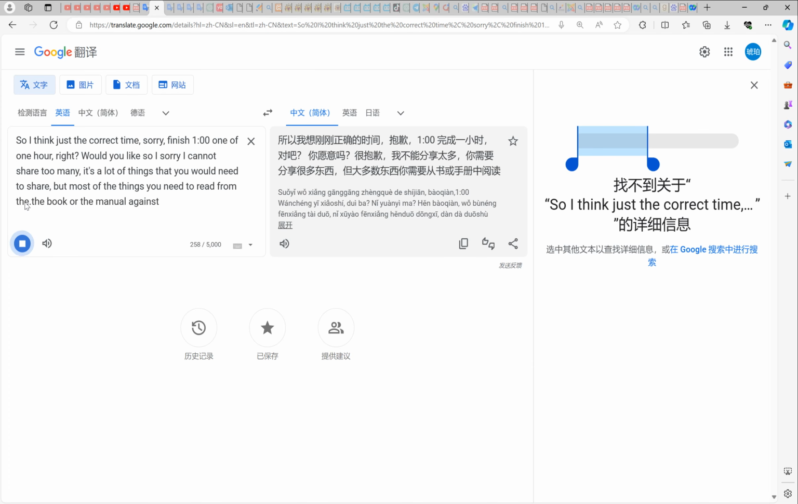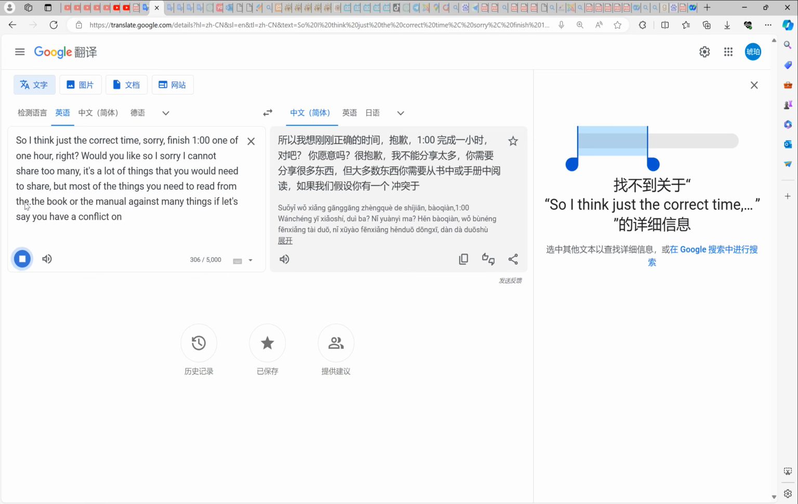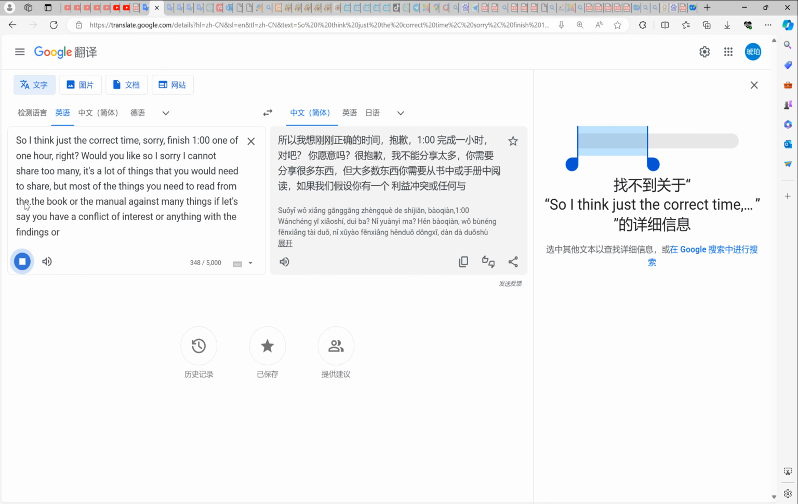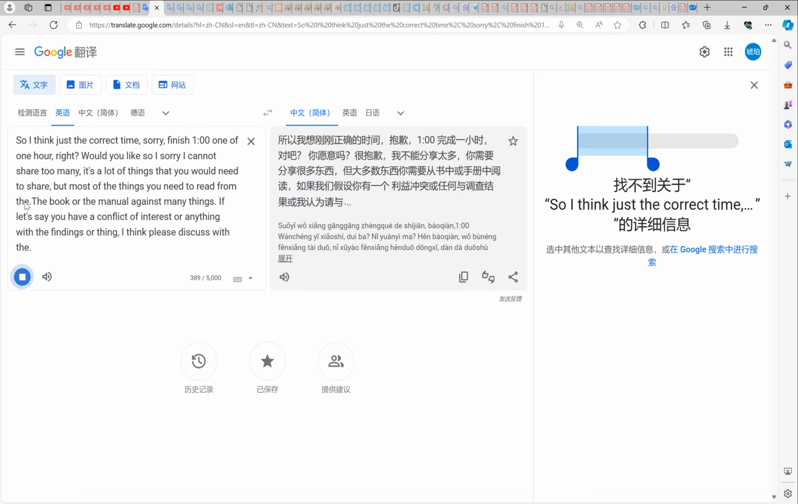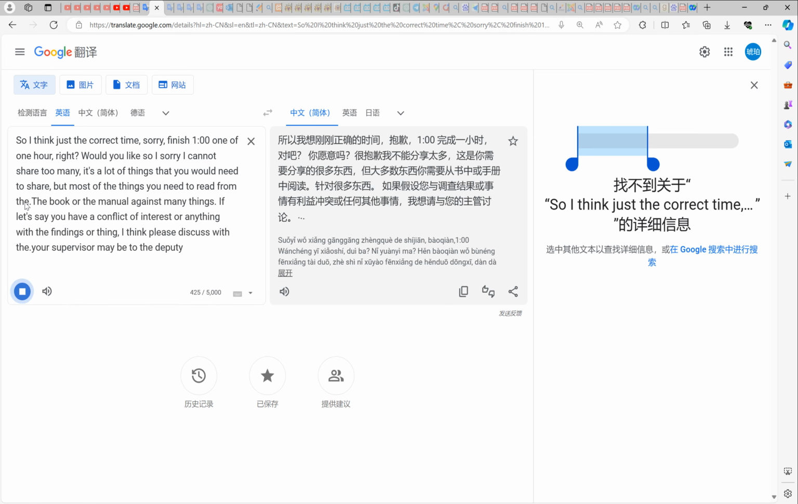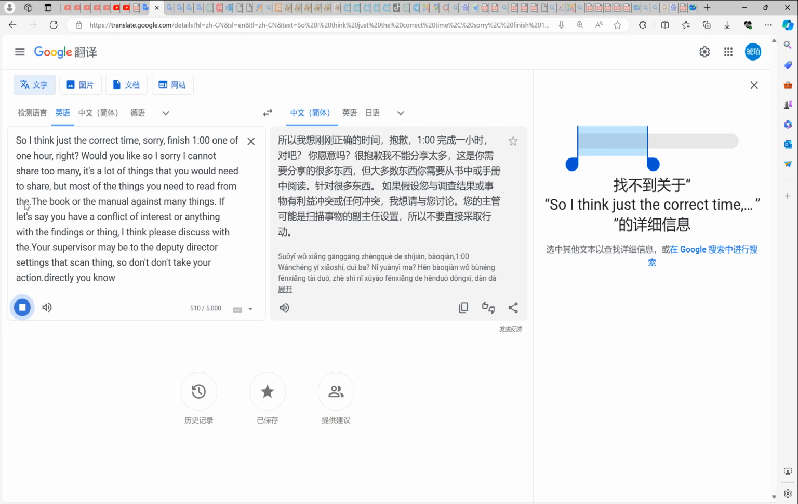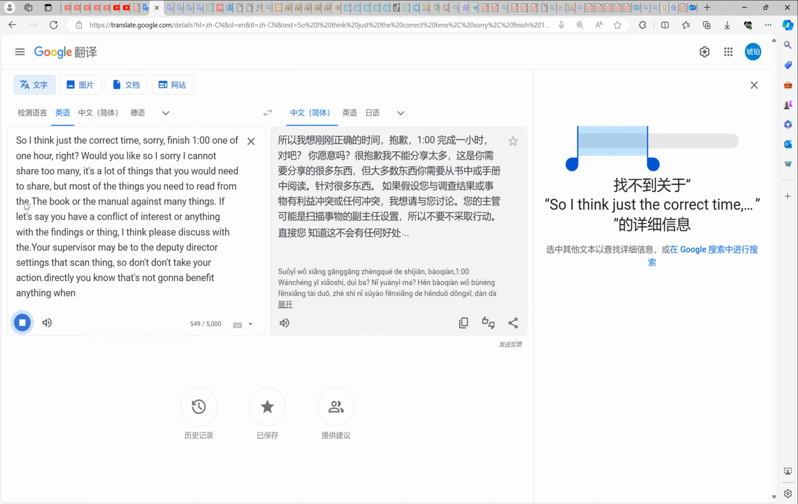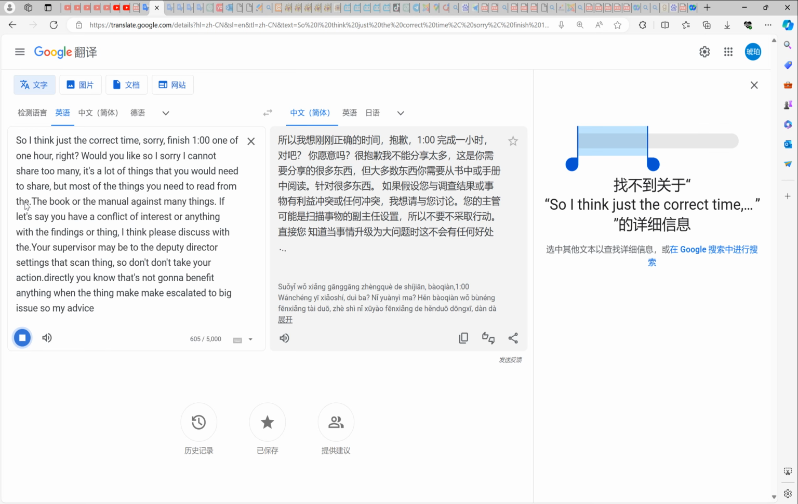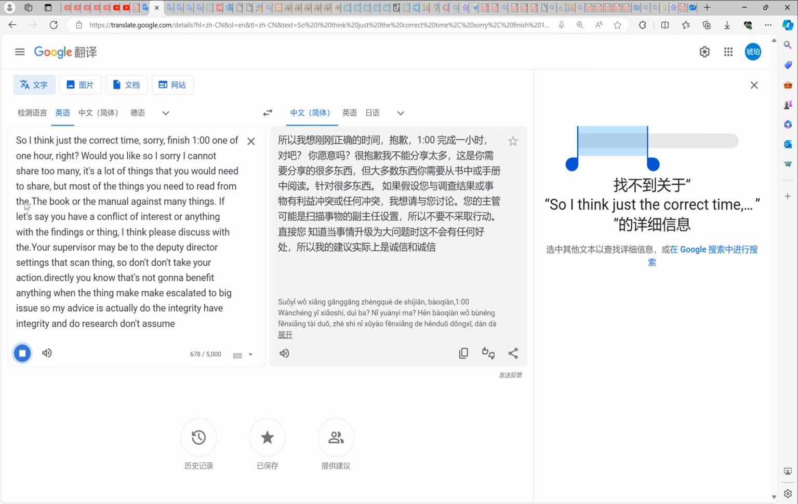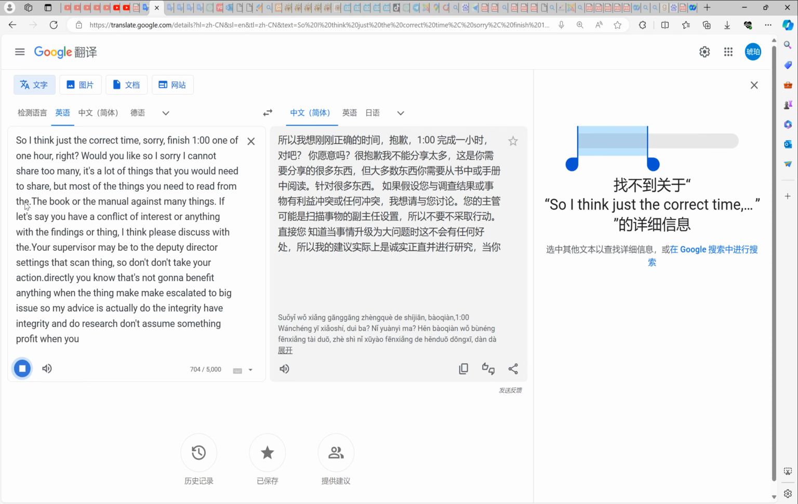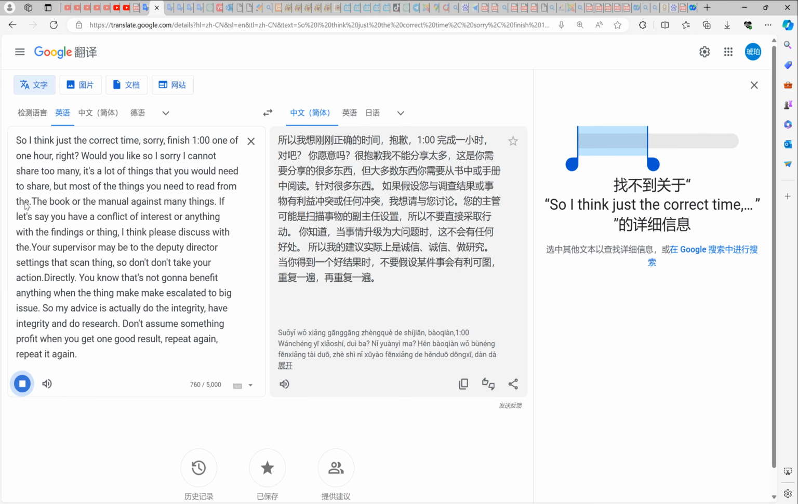If you have a conflict of interest or anything with the findings, please discuss with your supervisor, maybe the deputy directors. So don't take action directly. It's not going to benefit anything when the matter has escalated to a big issue already. So my advice is to have integrity in doing research. Don't assume something, prove it. When you get one good result, repeat it again. At least do it twice, triple, to get the result.